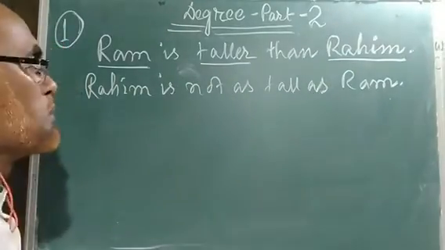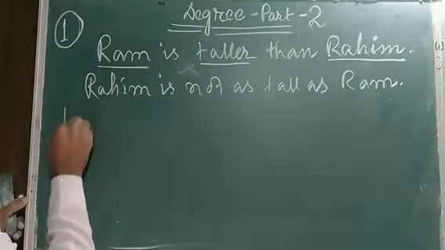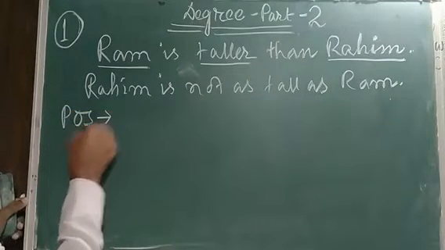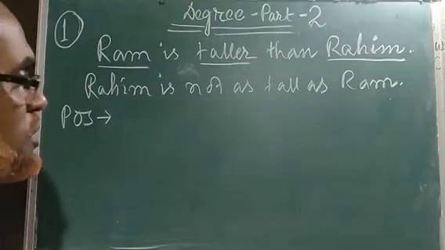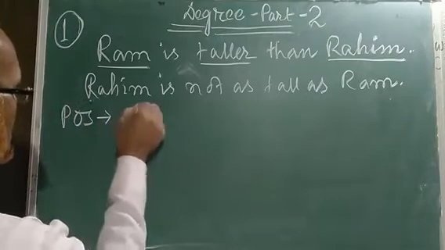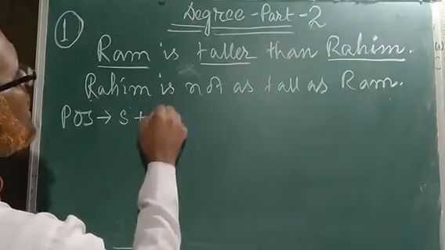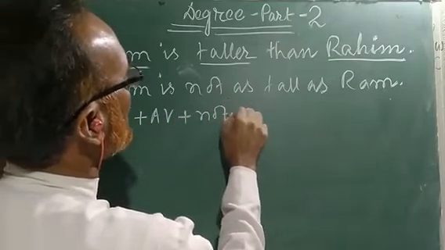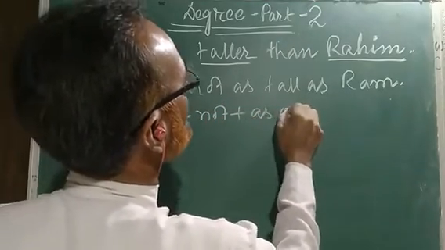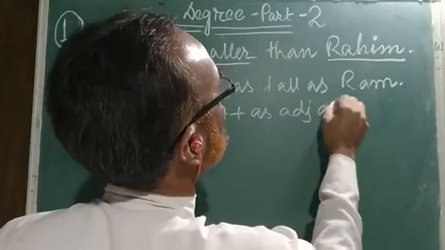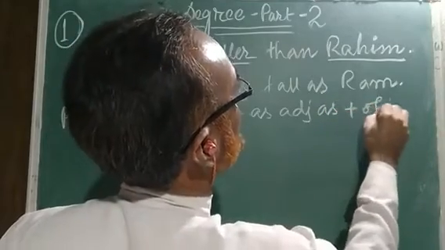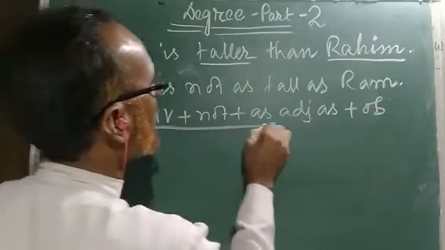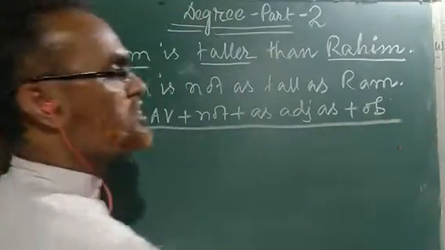degree and comparative degree. The positive degree I have written in short as POS, positive degree. Then subject, after that AV, after that not, plus as, adjective, as, after that object. It is, we can say, the form of positive degree.